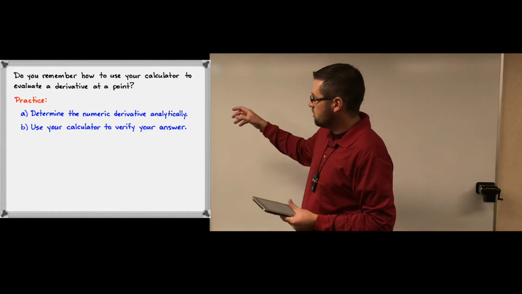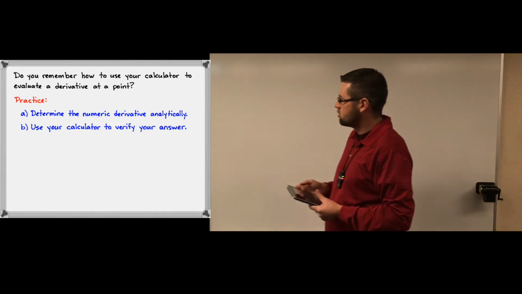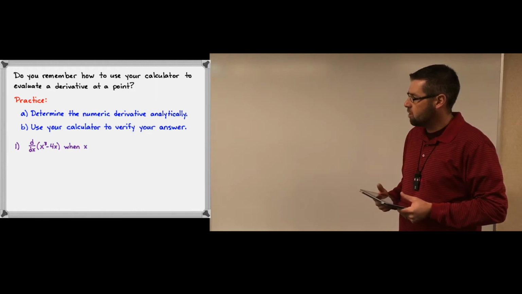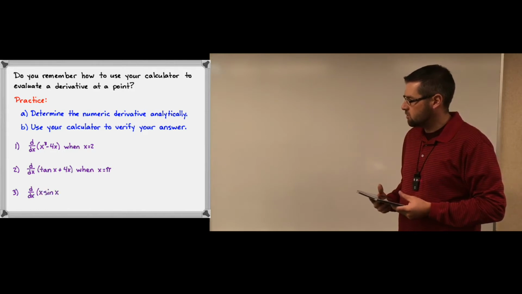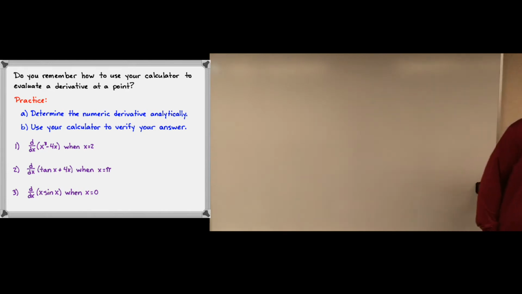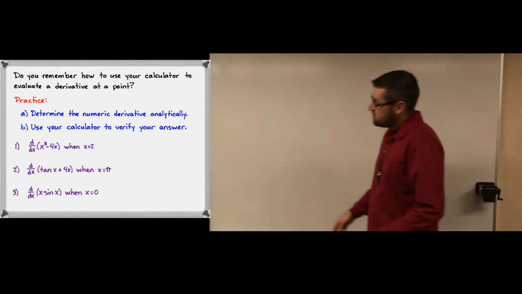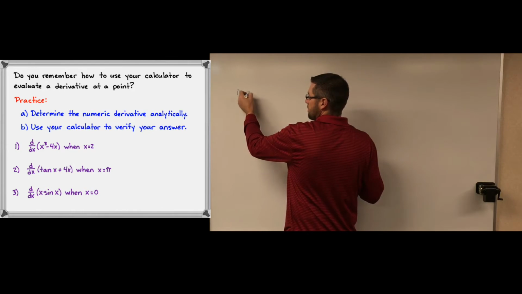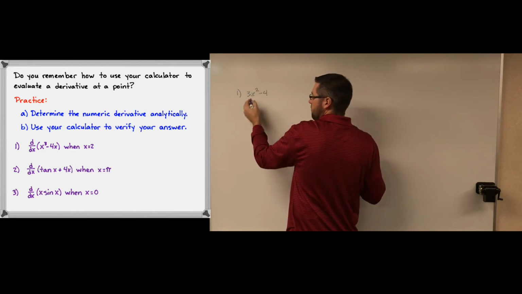I mean, you could use it to check to see if you're right, but it's not going to be beneficial. So first thing I want you to do is determine the numeric derivative analytically, so do it yourself, and then use your calculator to verify your answer for these. Just a review, to make sure you're still remembering. So do it analytically, and then use your calculator to check. All right. So what is the derivative of the first one? 3x squared minus 4, and then we're going to evaluate when x equals 2. So 3 times 2 squared minus 4 is 8.